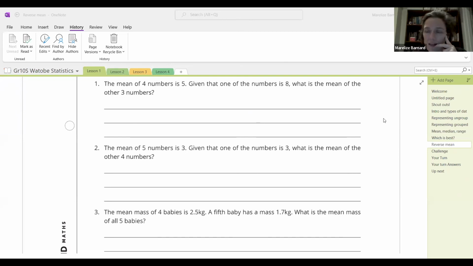Does anyone have any ideas that they want to share? Put your hand up if you have any ideas about how we can calculate this question. Come, Shiraz, try. Let's try something.